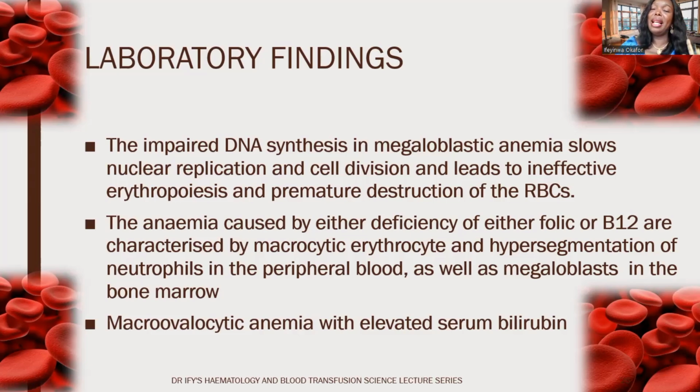And I have explained that elevated serum bilirubin is due to increased destruction of red blood cells in the peripheral blood because there is ineffective erythropoiesis. And when there is ineffective erythropoiesis, the red cells that are eventually produced are grossly abnormal. So the body will have a way of pulling them out of the system, leading to increased production of bilirubin, which is a byproduct of red blood cell catabolism.